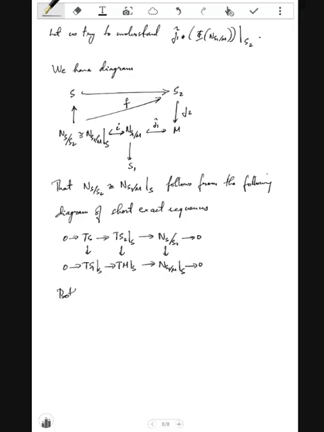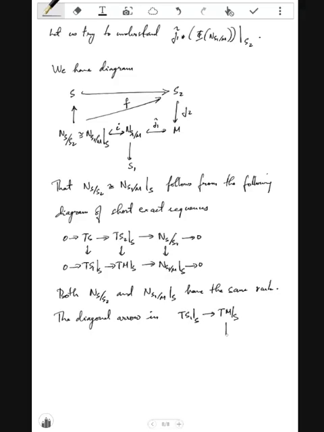Both N_S over S2 and N_S1 over M have the same rank. And the diagonal arrow: let's look at the co-kernel of N_S over S2 to N_S1 over M restricted to S. So this diagonal arrow is surjective because of transversality.